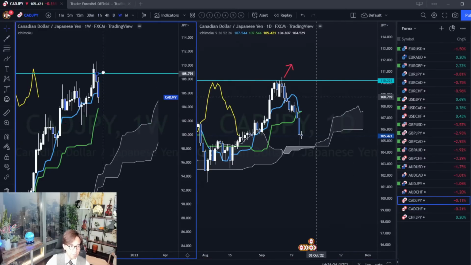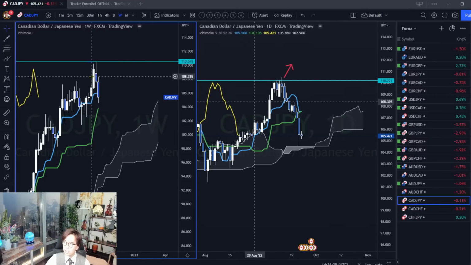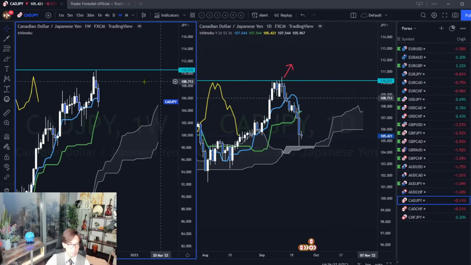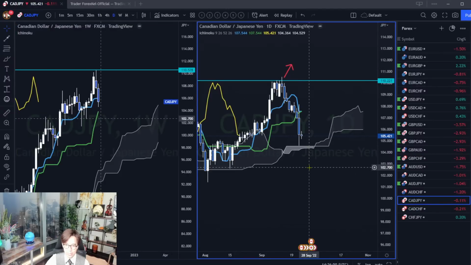But if it breaks resistance towards the top of the weekly time frame, 110.57, if it breaks, that will be continuously bullish. But considering the fact that BOJ doesn't want the yen to be weaker, I think this is still bearish, fundamentally speaking.